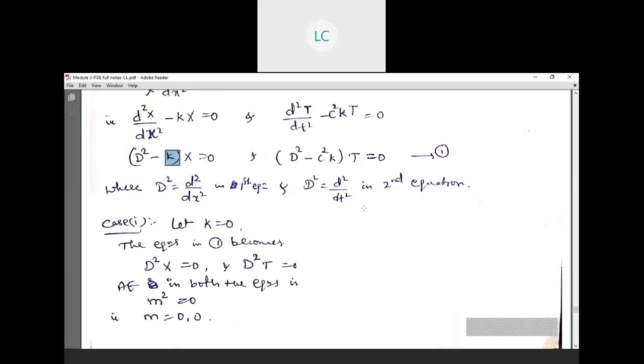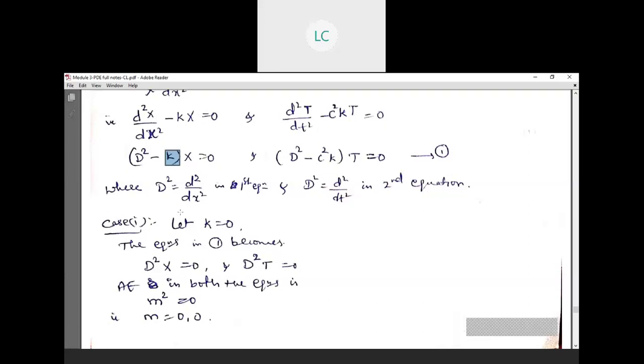And second condition, if k is equal to a positive value. If k is positive, next we are going to take that positive value as p square. If k is equal to p square, then what is the solution? Similarly, we are going to verify for negative values. If k is negative, we consider k is equal to minus p square. Then what is the solution? Like that we are going to find the three solutions.